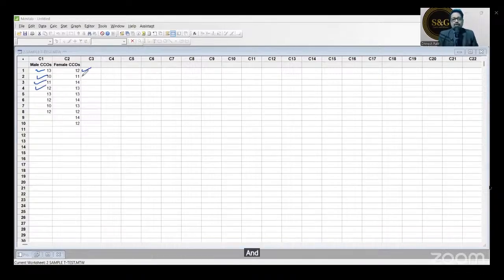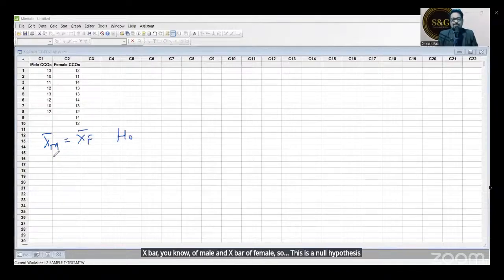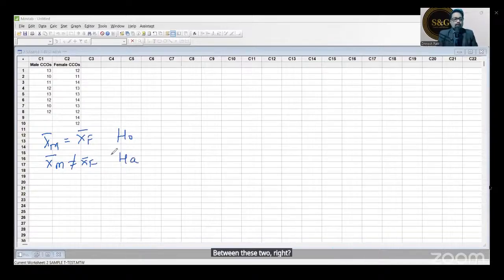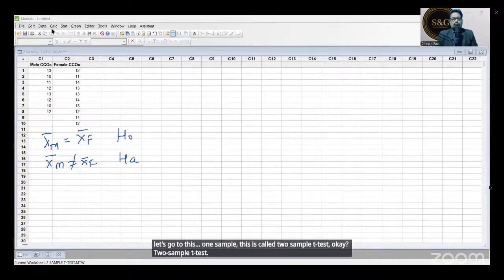And here you have the female call center officers' resolution time. So what they will do is take X bar of male and X bar of female. So this is the null hypothesis, which says both are the same, and the alternate hypothesis will say no, there is a statistically significant difference between these two, right? So once you have opened it, sorry, this is called two sample t-test. Okay, two sample t-test.